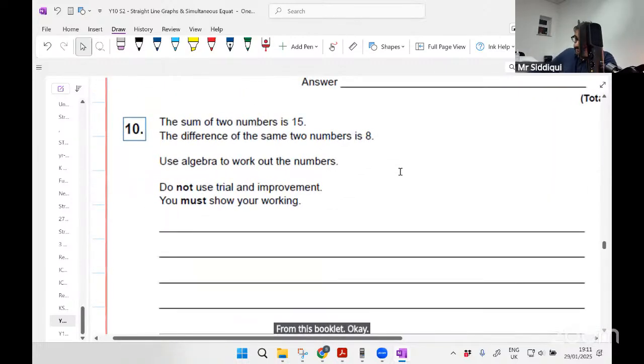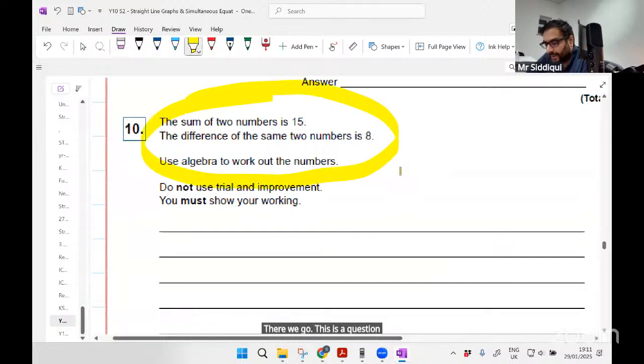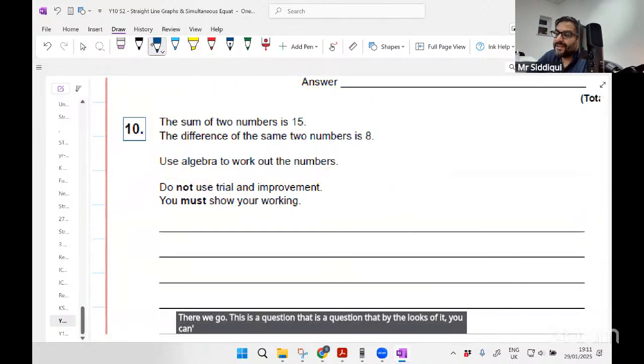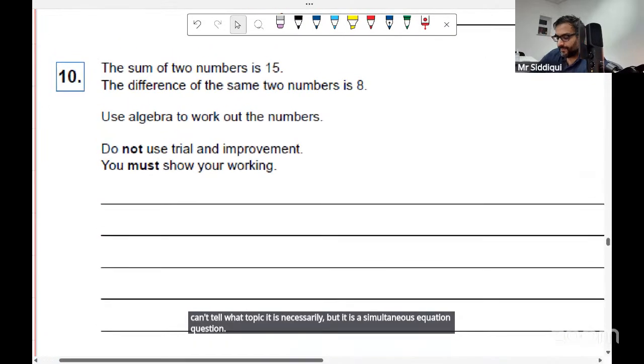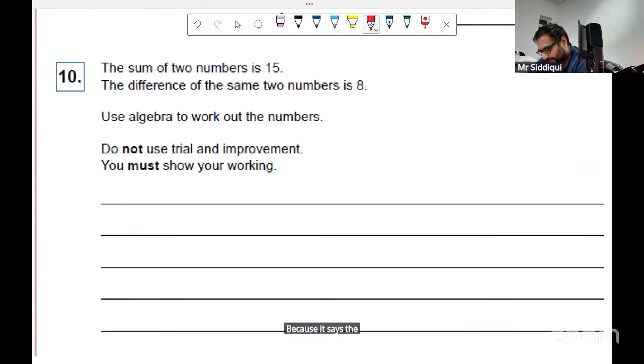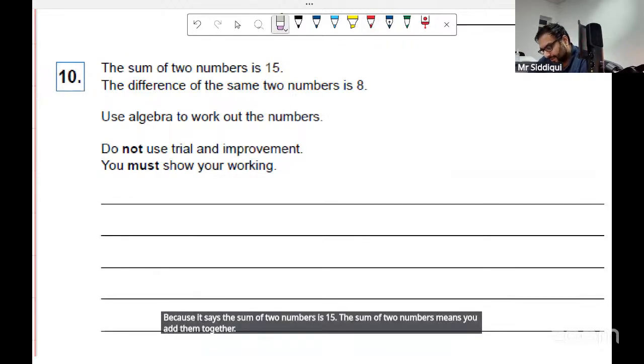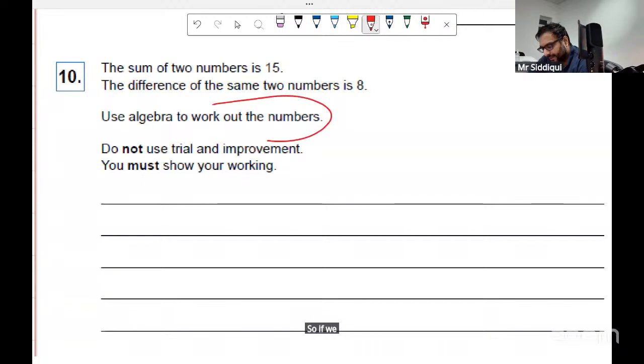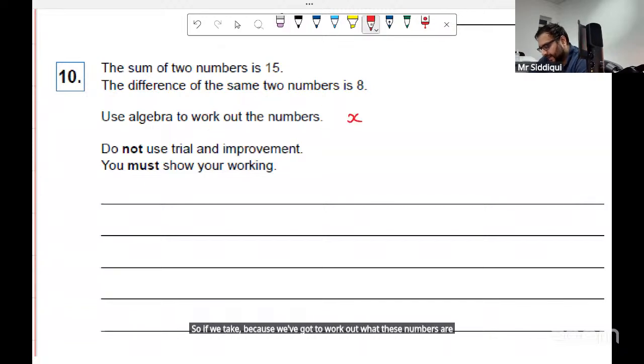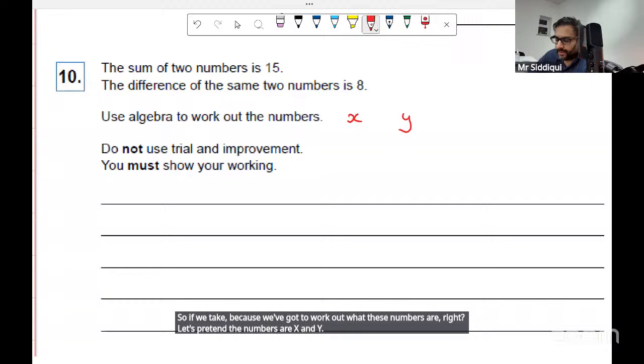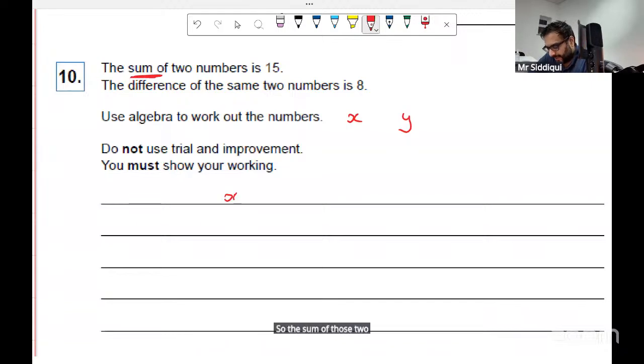Here we go. So, this is a question that, by the looks of it, you can't tell what topic it is necessarily, but it is a simultaneous equation question. Because it says the sum of two numbers is 15. The sum of two numbers means you add them together. Because we've got to work out what these numbers are, let's pretend the numbers are x and y. So the sum of those two numbers, in other words, x added to y, is 15.